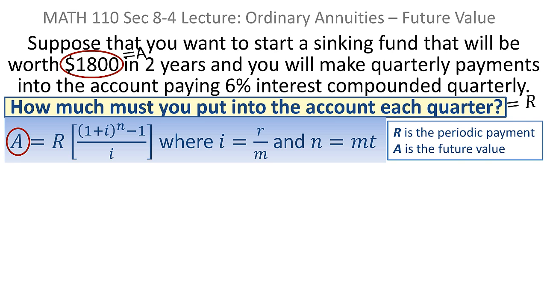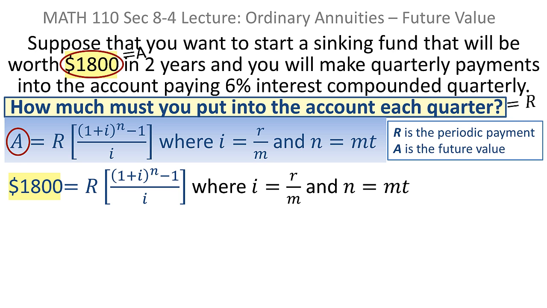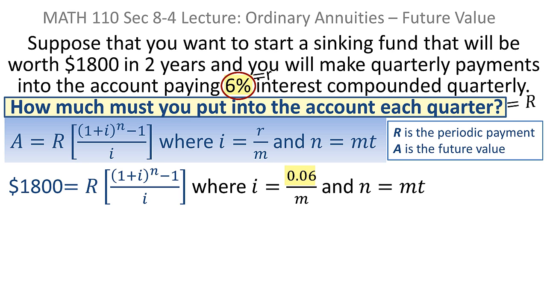You identify the numbers in the problem. You want it to be worth $1,800 in 2 years. That's the future value or the accumulated value in the account, so that's capital A. So plug it in. You got the 6% interest rate, change it to a decimal, plug in 0.06. Scanning through, it says the interest is compounded quarterly. That means M is equal to 4.